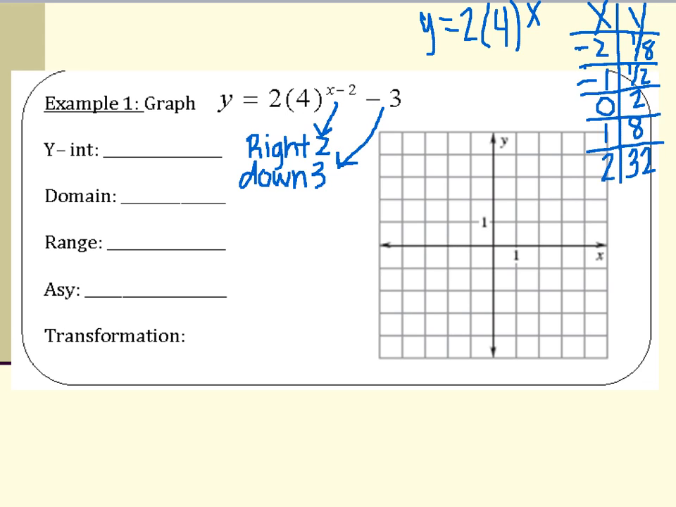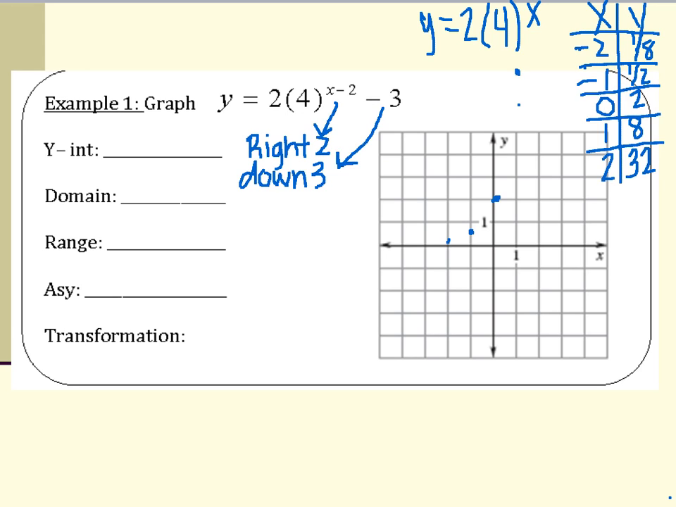So let's put these on our graph first. So -2, 1/8 would be right about here. Negative 1, 1/2 would be right about here. 0, 2 would be right about here. And 1, 8 is actually going to be off of our graph. Okay, 1, 2, 3.